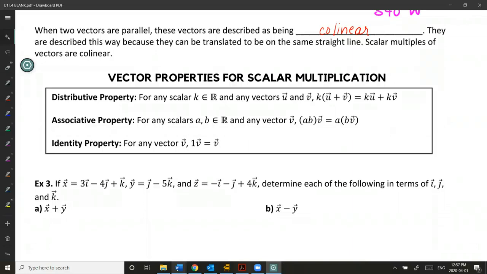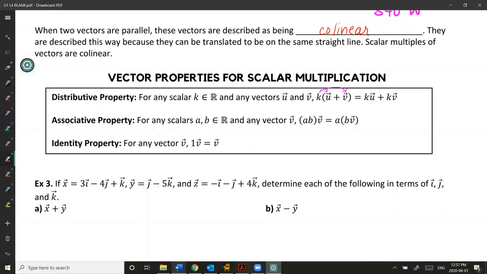I also introduced some properties for addition and subtraction. There are properties for scalar multiplication as well. So the first one is the distributive property. And this tells us essentially we can do distributive property as we normally do with a scalar in front of a vector addition or subtraction. So distributive property works the same way as usual.